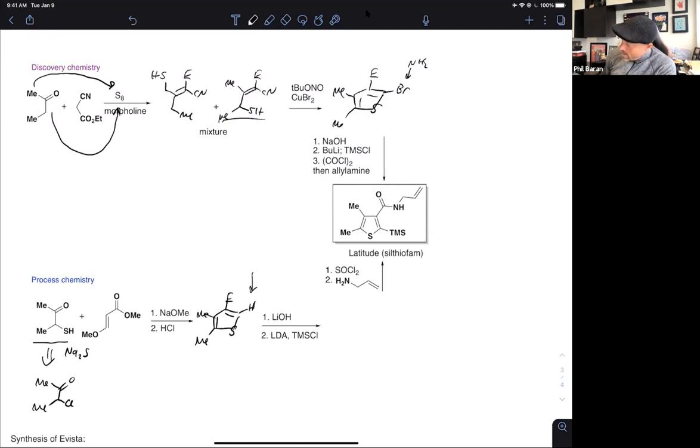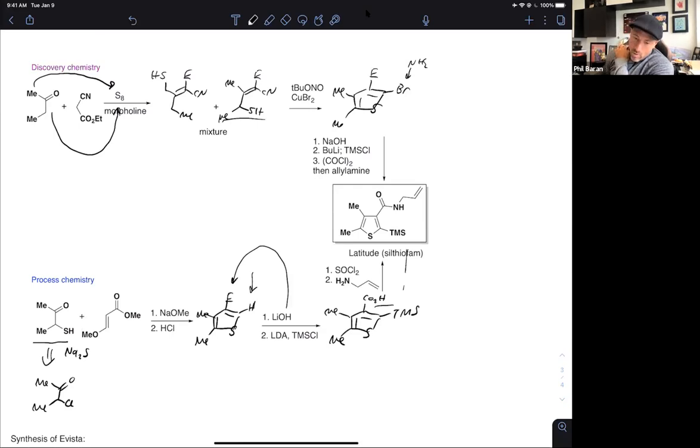So you can hydrolyze the ester, treat that with LDA, it generates a carboxylate, which is a good directing group. You don't even need the directing group effect, however, and then it deprotonates, and then quenched with TMS chloride, puts it at the only available position to give you that, which after acid chloride formation and amide bond formation gives you the desired product.